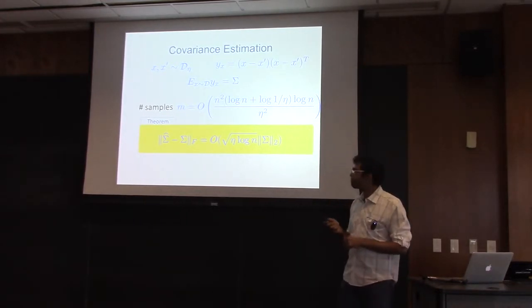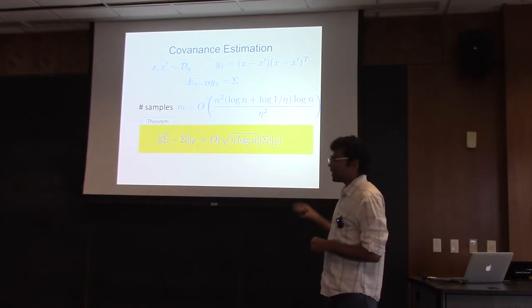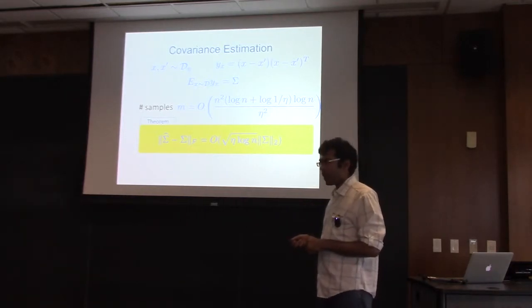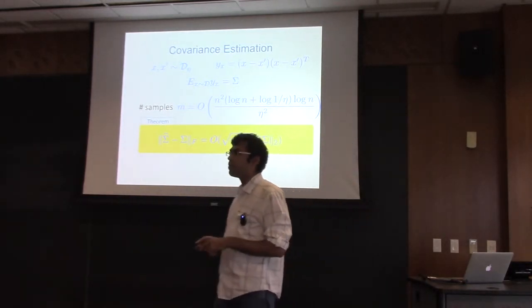So is this with high probability? Oh, yeah, this is with high probability. So what's the probability? This is with 1 minus 1 over poly n.